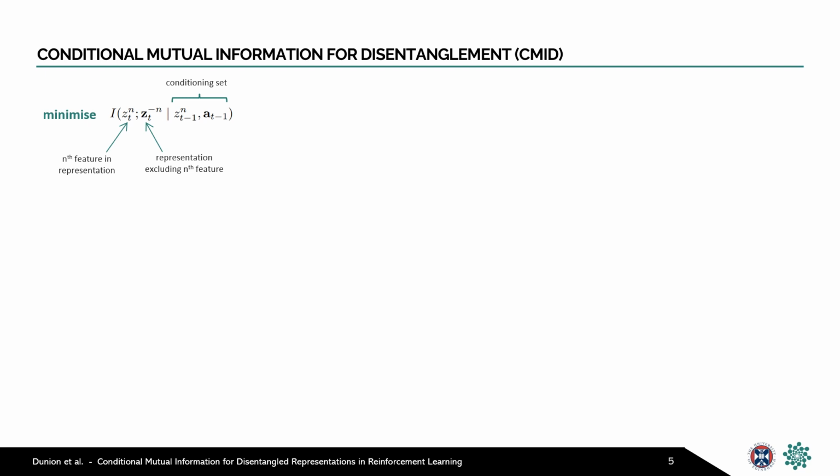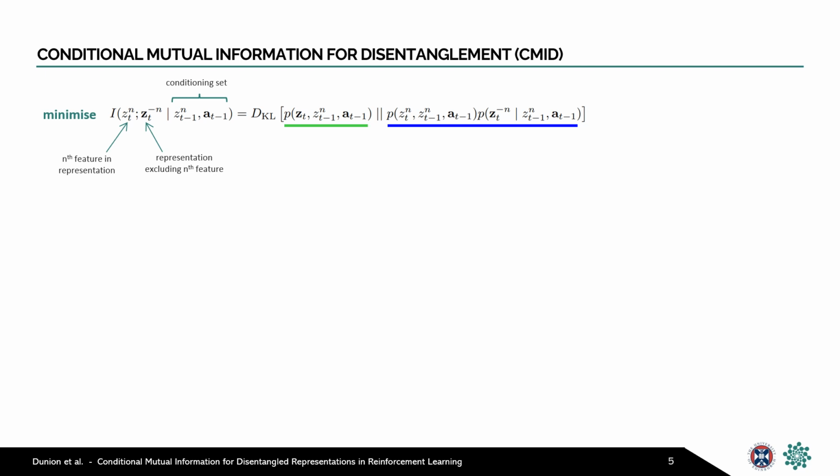Conditional independence holds if and only if conditional mutual information is 0. So our objective is to minimize the conditional mutual information between the nth feature and the rest of the representation, given the conditioning set. And we would do this for all dimensions n. Intuitively, this means that the other features in the representation, z minus n, do not contain any more information about Zn given the conditioning set is already known.